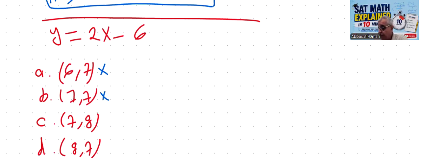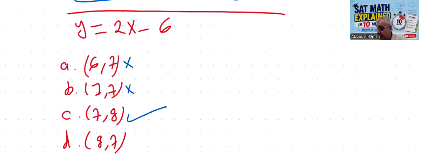So the third one, 7, 2 by 7 is 14, minus 6 is 8. So the third point is correct, satisfies the equation, which is 2 by 7, 14, minus 6 is 8. So 7 and 8 satisfies the equation. So this is the correct answer.